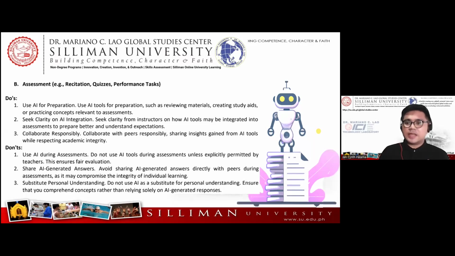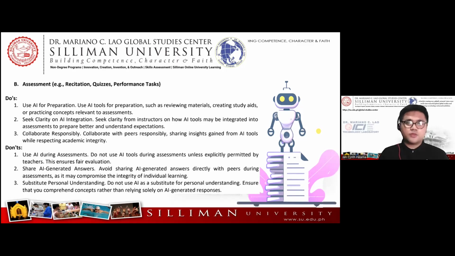If the teacher will not allow you to make use of AI during assessment, then that's prohibited. Then follow the instruction. So we already have the AI integration framework. That doesn't mean that you are free to use AI platforms during a test, because at the end of the day, it's the discretion of the teacher if he or she allows you to make use of an AI tool for assessment.